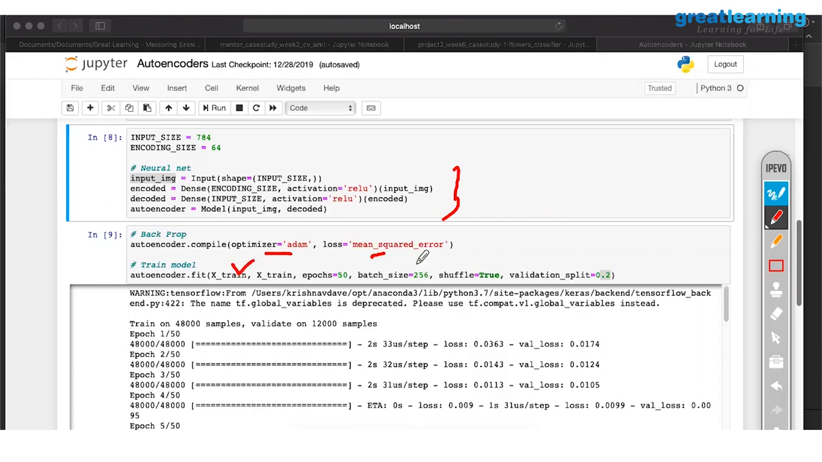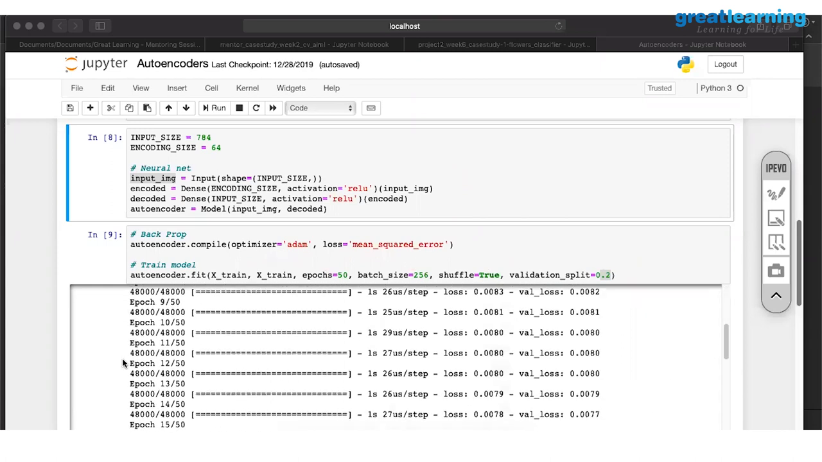Now, while fitting the model, what are we doing? We are increasing the batch size. We are having some epochs. We are saying shuffle is equal to true. Shuffle in the sense that, if you want, you can do some augmentation as part of it. And we are doing the train and test split here. We are saying 80-20 split, basically. So validation is nothing but our testing data.